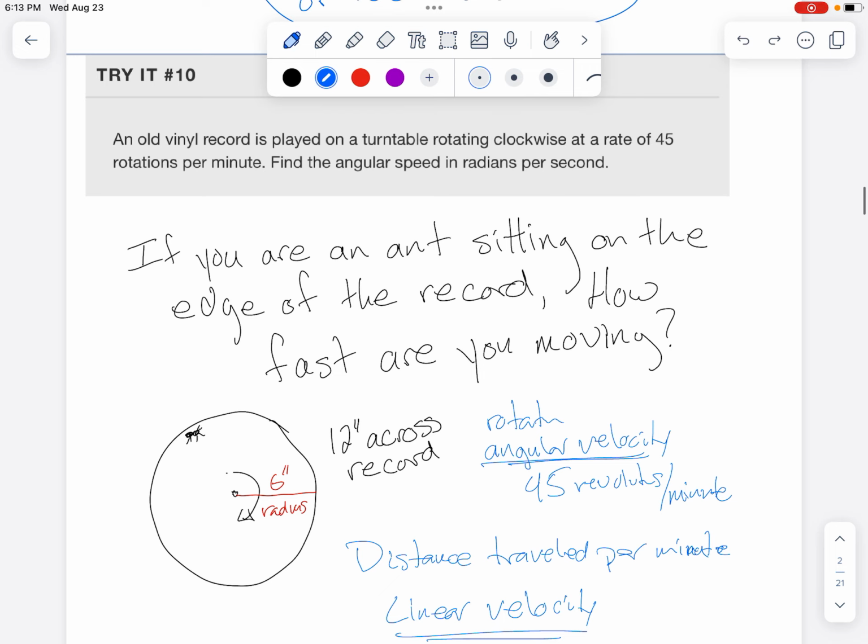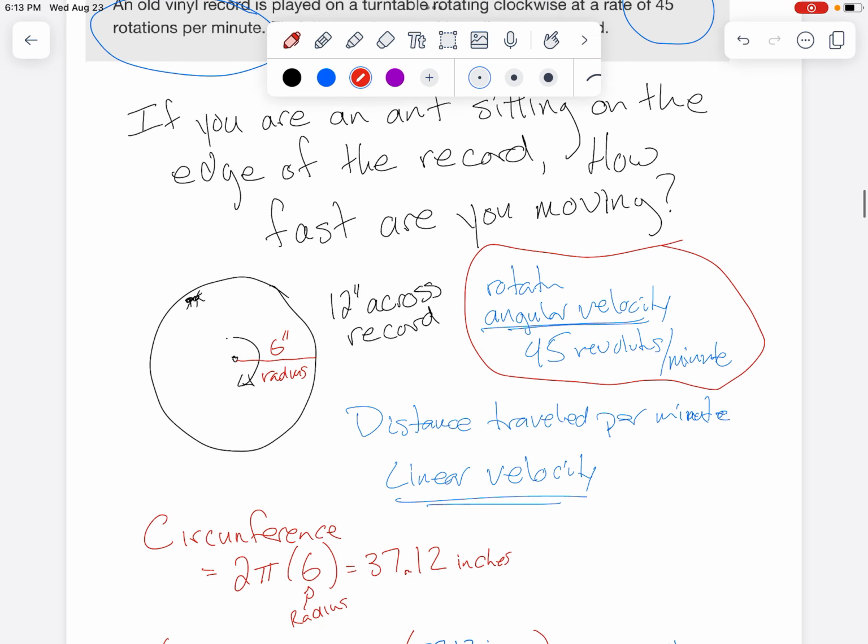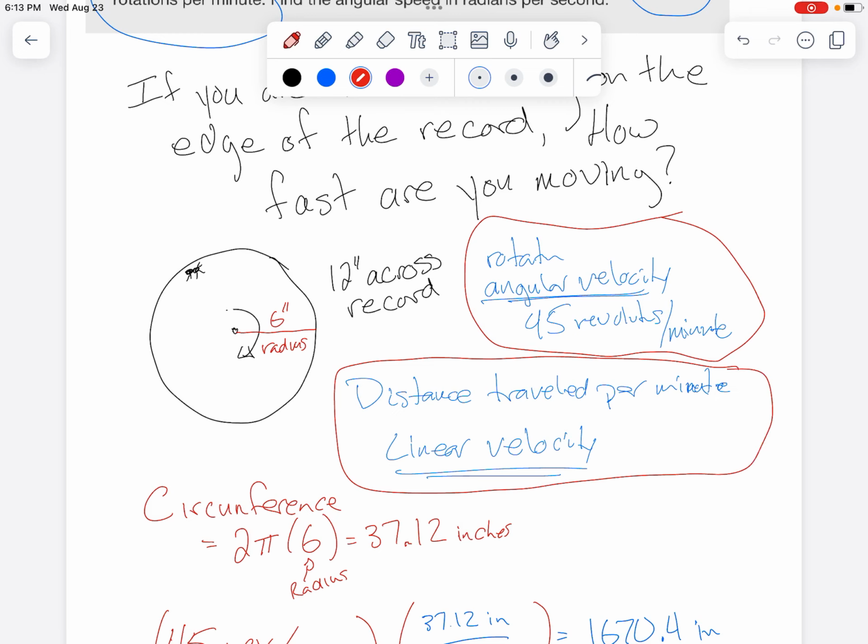Another example we talked about was maybe you've got a record player and it's rotating, and you're an ant sitting on the edge of the record, and if the record is rotating at 45 rotations per minute, how fast are you actually traveling in terms of distance? And so there are two ways to think about this. There's rotations or angular velocities, talking about 45 revolutions per minute, or maybe it's 30 degrees per second, or maybe it's a radian per hour, or something like that. That could be an angular velocity. Another way to describe your speed is your linear velocity, which would be a distance per time.